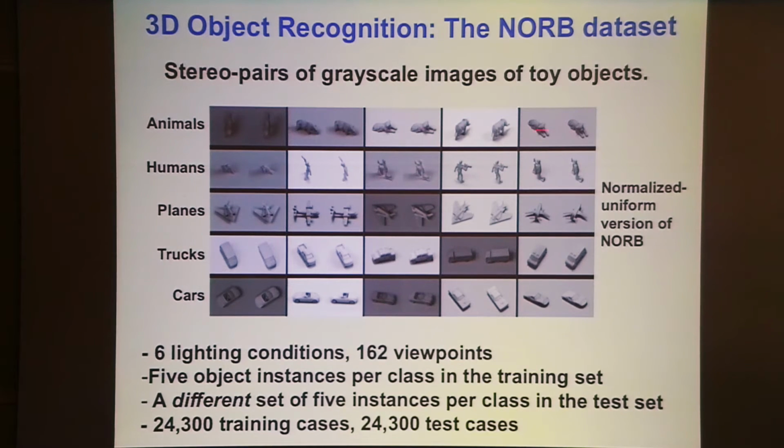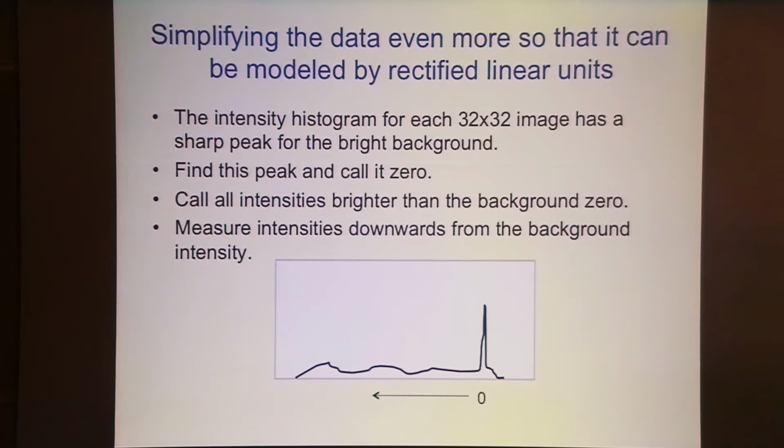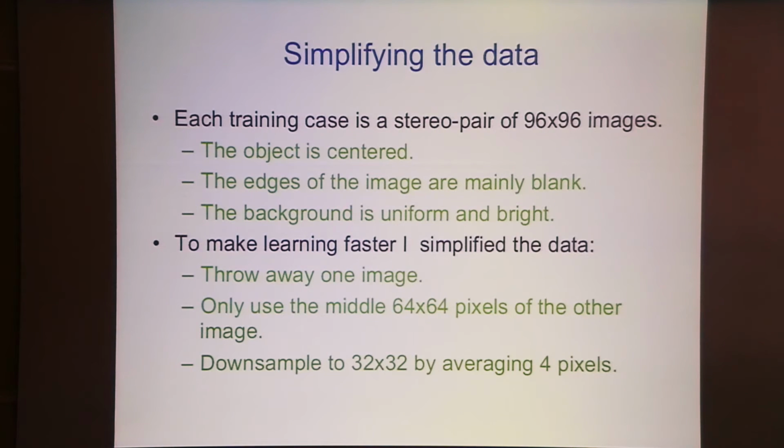If you look at the distribution of intensities here, what you see is the intensities look like that. And so I'm going to measure intensities downwards. This is the bright background. I'm going to set that to 0, and then I can use rectified linear units by measuring intensities this way. So more active means darker. And I'm going to simplify the images in other ways by cutting off all the edges. The edges are all there because Yann likes to use convolutional nets. And so all Yann's data has big blank edges around the edge to make it easier to use convolutional nets. So you can throw those away.